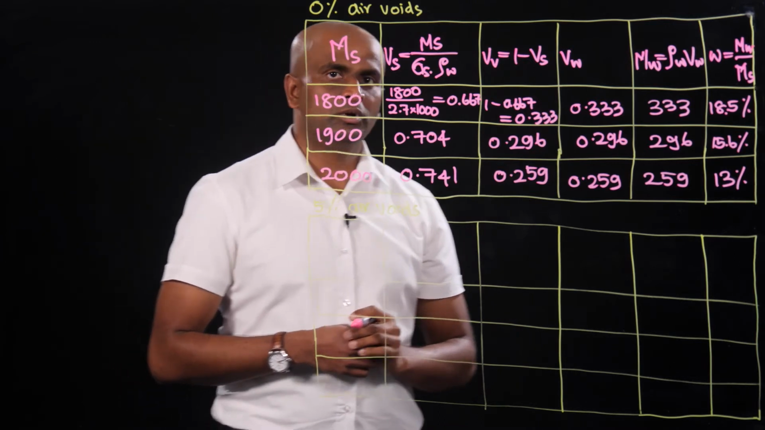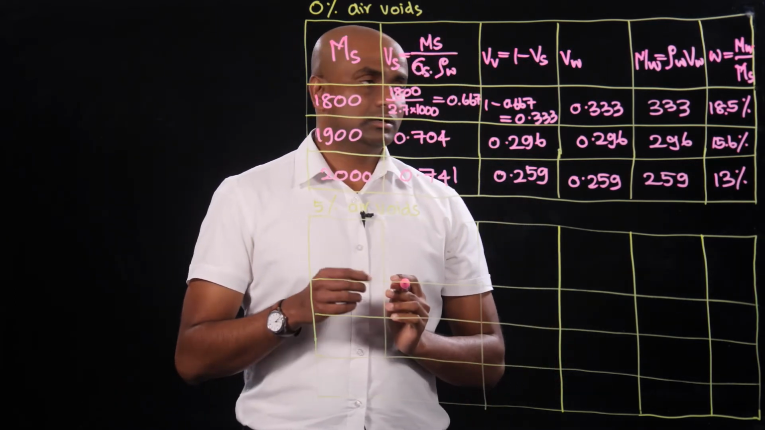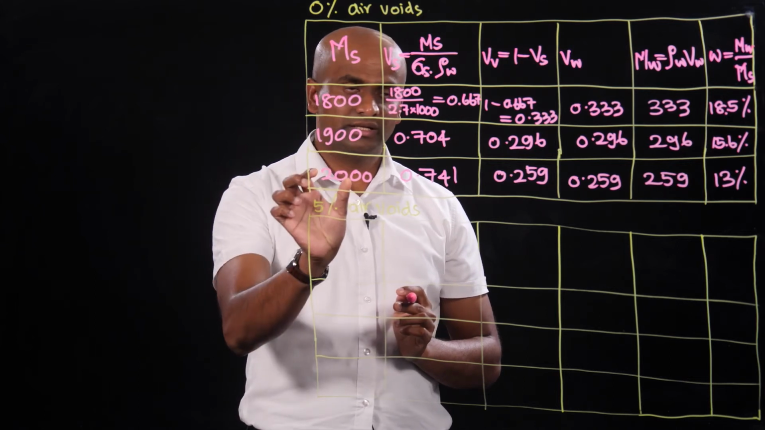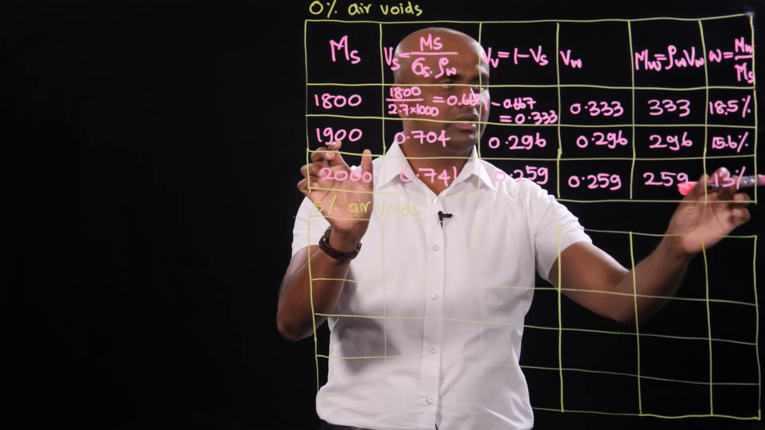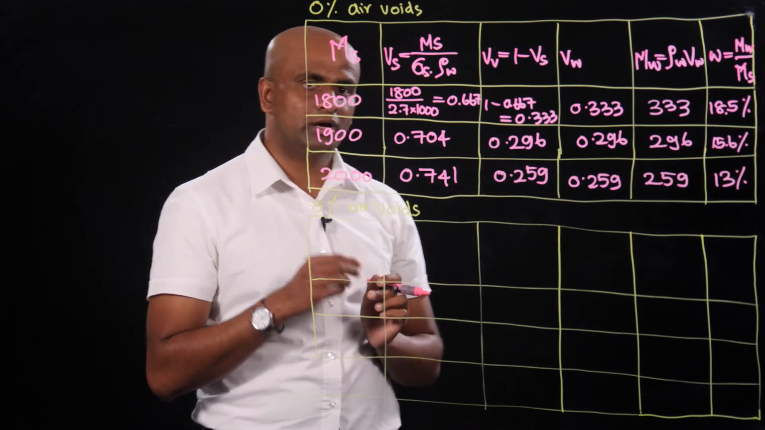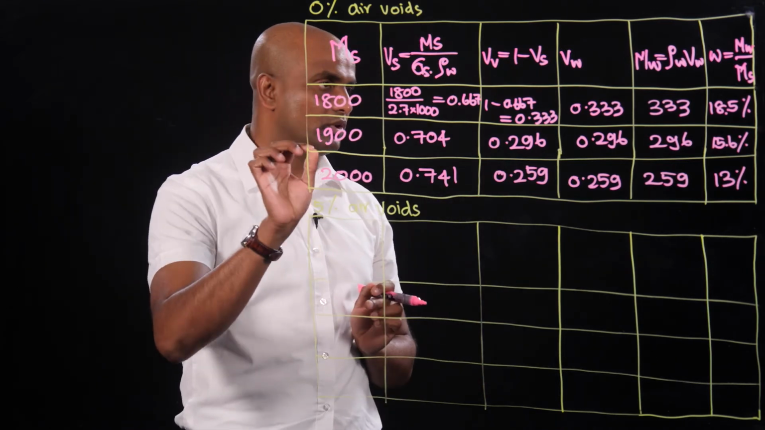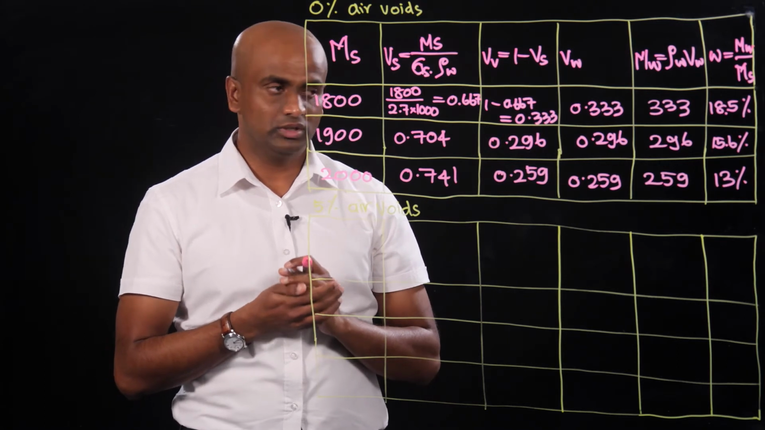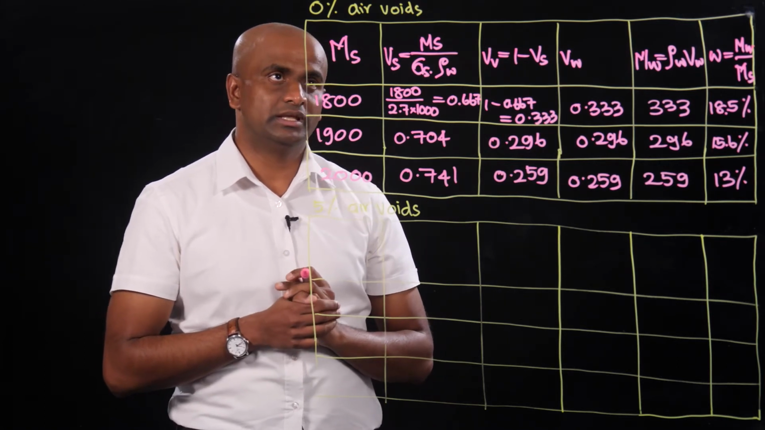So now you know the Ms values, which are the same as the dry densities, and the corresponding water contents. So now you can mark these coordinates in the compaction curve plot, and then draw the 0% air voids curve.